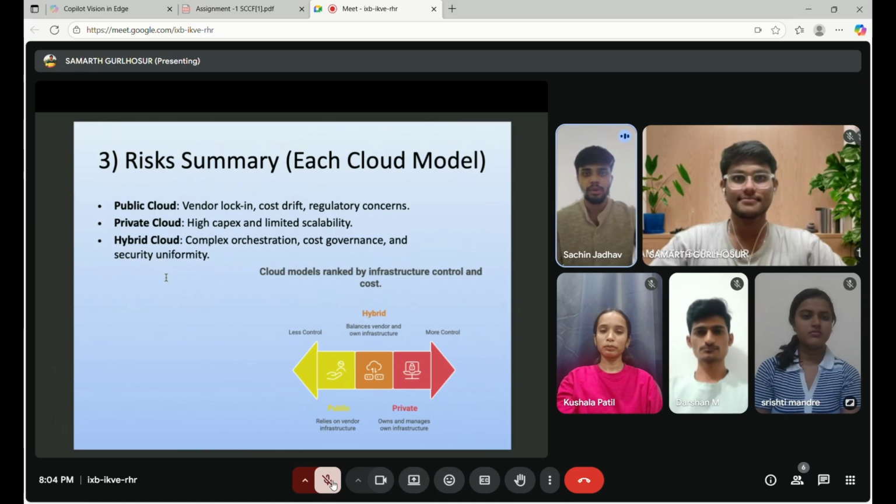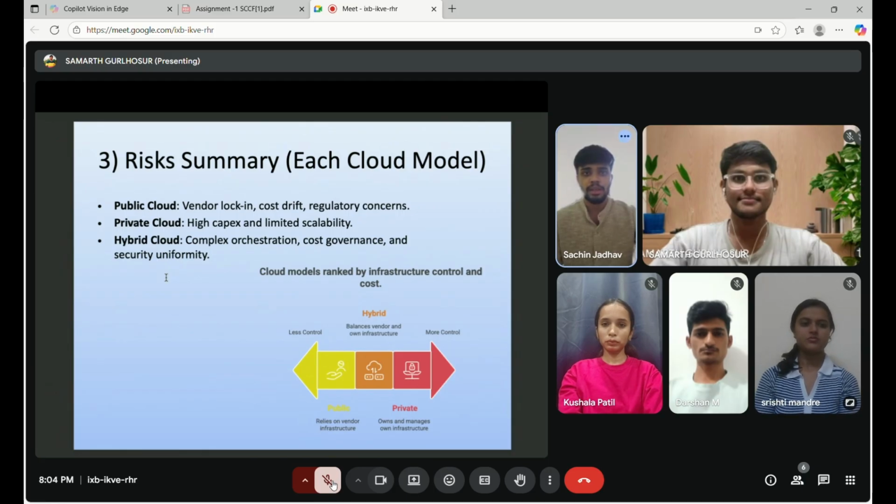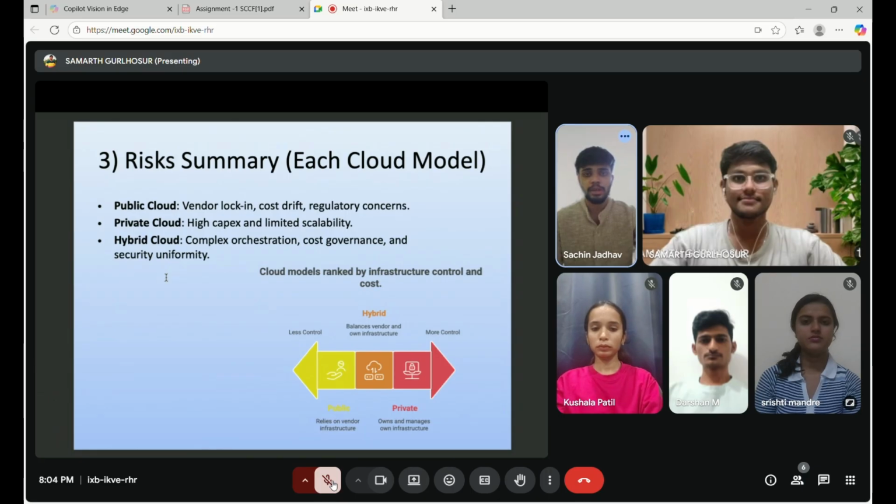Finally, the hybrid cloud. While it is very flexible, it introduces complexity in orchestration, cost management, and maintaining uniform security across platforms. Here, the diagram shows how control and cost vary across models. Public clouds offer less control but are cheaper. Private clouds give full control but at higher cost, and hybrid strikes a balance between the two.